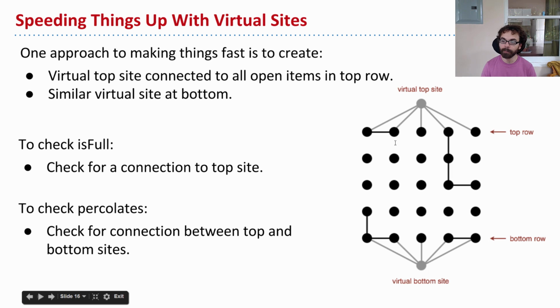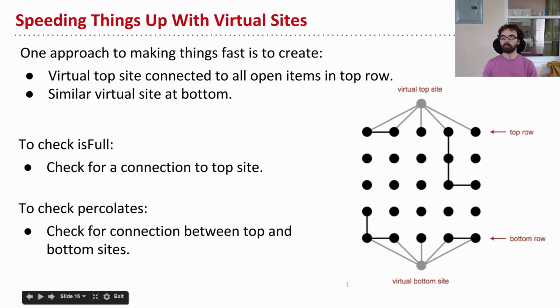Well, rather than having an n-by-n grid where we have 25 items in our union find data type, I'll actually have two additional items. So this might be 0, 1, 2, 3, 4, 5, 6, 7, etc., and this might be 999, and this might be 1,000. Then anytime you open a top site, you union that top site with the virtual top site, 999. And if I open a bottom site, same deal.